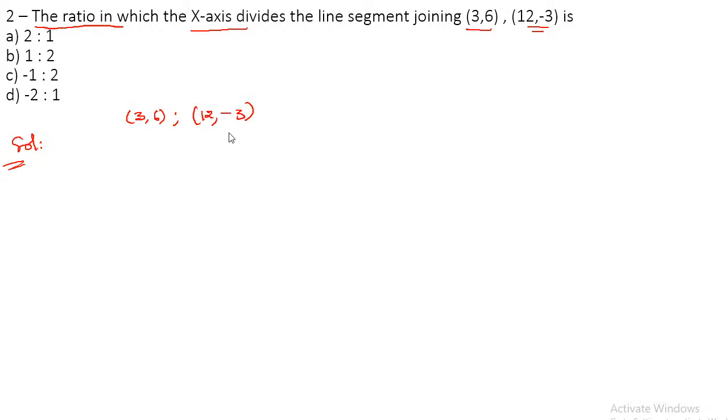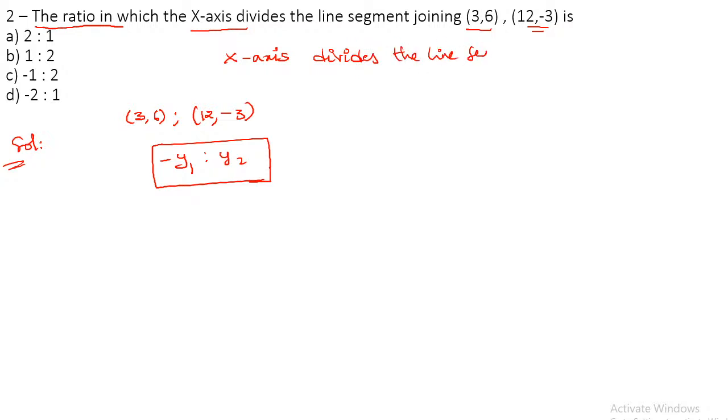The simple answer is minus y1 is to y2. The x-axis divides the line segment joining points A (x1, y1) and B (x2, y2) in the ratio minus y1 is to y2.